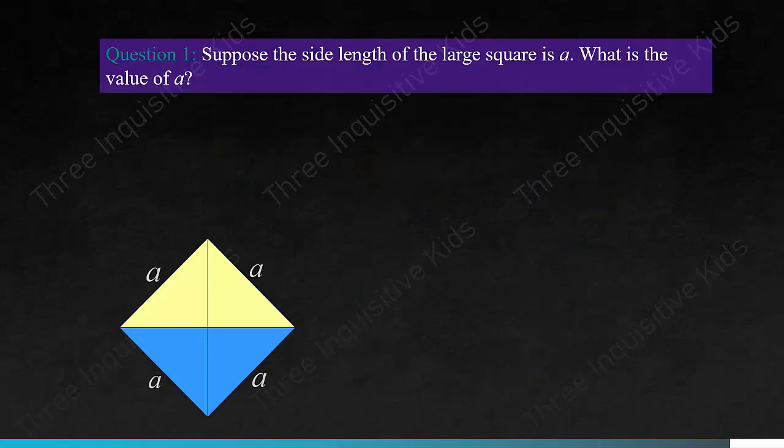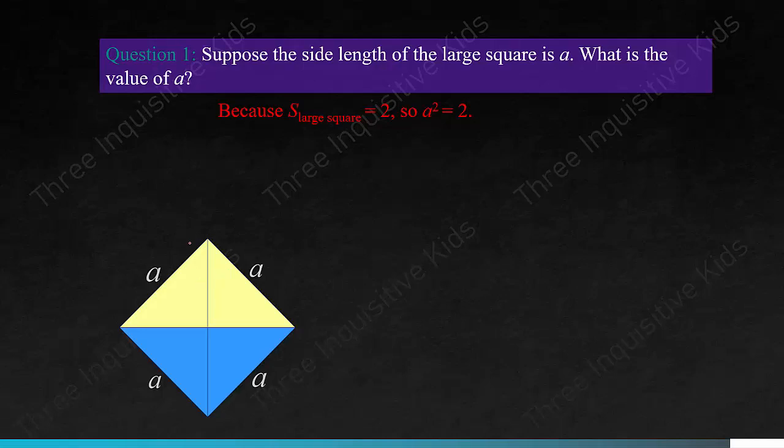So suppose the side length of the large square is A. What is the value of A? Now we're back to our square, and we know that the side length of this square is A. And so what is the value of A? Because the area of the large square equals 2, A squared equals 2. So you might ask me, how do we know that the large square's area is 2?